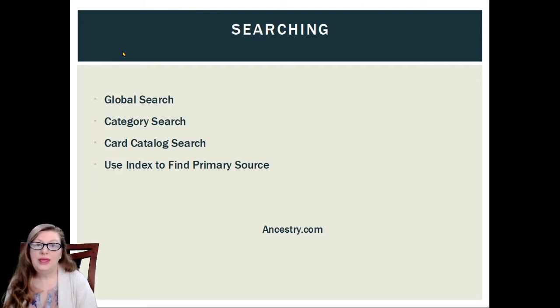Now, I'm going to show Ancestry and how you would look up vital records. Again, that's the birth, death, marriage records. And I'm going to show three different ways that you can search. One is a global search, which is what most people will use. Another is a category search, and another is the card catalog search. And then I'm going to show you what an indexed record or a secondary source is, and how you can use that secondary source to get back to the primary source. So I'm going to now go to Ancestry.